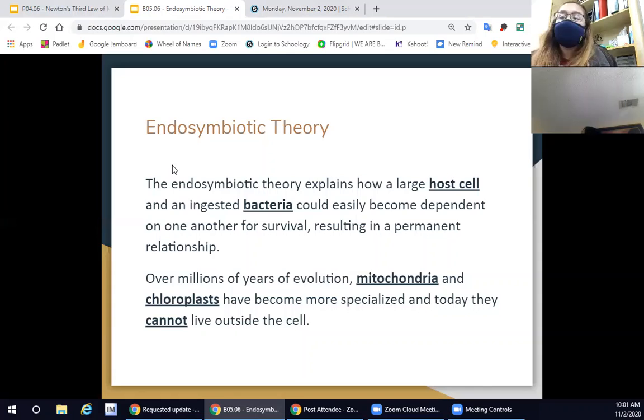So we've talked about these organelles before. Remember, mitochondria gives the cell the energy. It's used by breathing, respiration, all of that good stuff. And then chloroplasts also give the cell energy. It takes energy from the sun, uses photosynthesis to make energy that the cell can actually use.